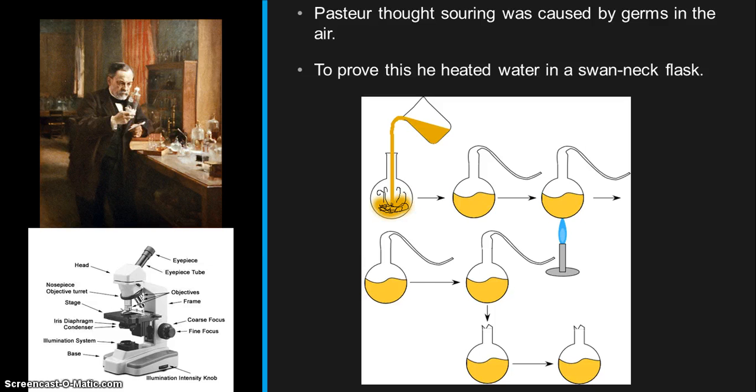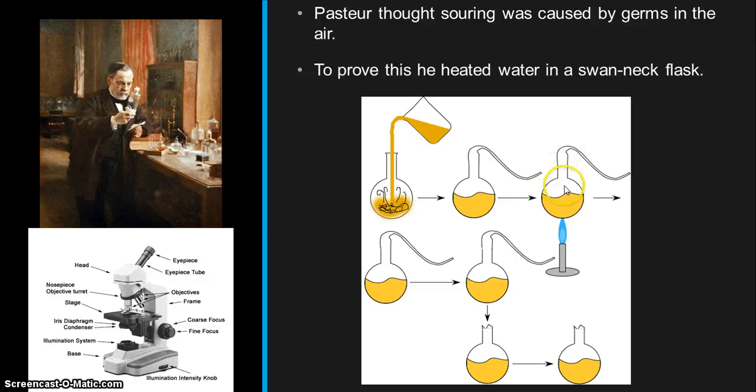And he did so by using a very specific piece of equipment known as the swan neck flask. And as you can see, it's called a swan neck because it's got this bending neck at the top of it. So what he did was he heated water in this swan neck flask, and by heating the water it pushed out the warm contaminated air out of the flask.